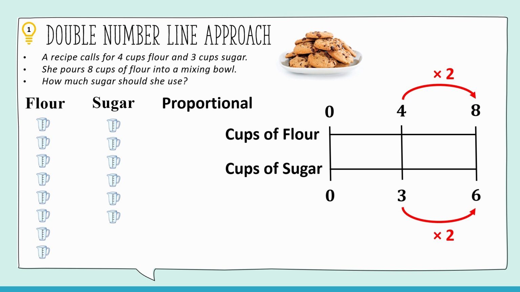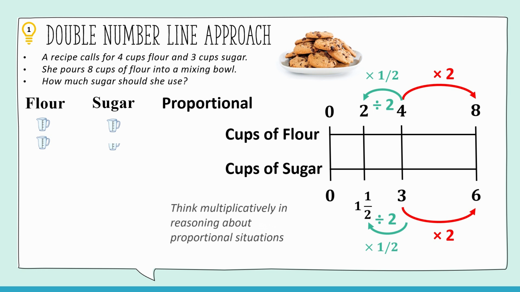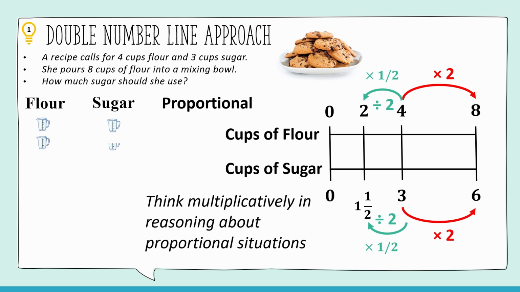Similarly, if Kiko wants to bake a half batch of cookies, she would halve the amount of flour and thus halve the amount of sugar. We can think of halving as dividing by 2 or as multiplying by 1/2. As students become accustomed to using multiplication and division to move around a double number line, this reinforces their ability to think multiplicatively in reasoning about proportional situations.